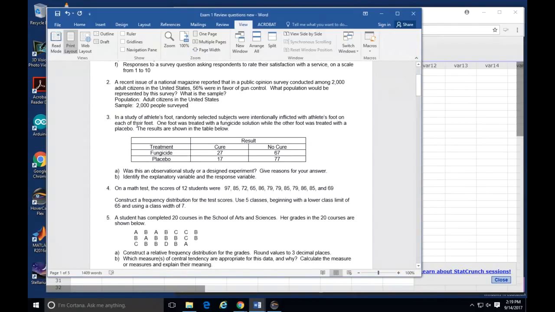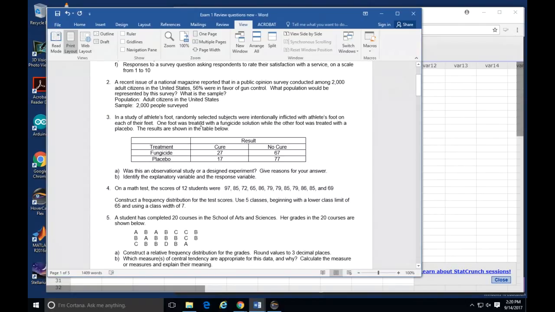Okay, let's look at number 3. In this one, we have a study that was done, and we have the results shown. And it tells us about the study. So it says some subjects were intentionally afflicted with athlete's foot on both feet. One foot was treated with a fungicide, and the other was treated with a placebo. And then it's asking whether this was an observational study or designed experiment.